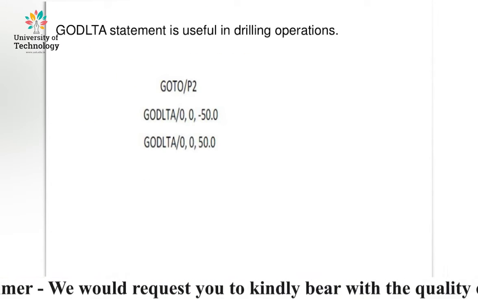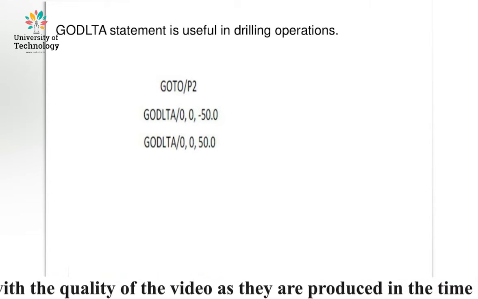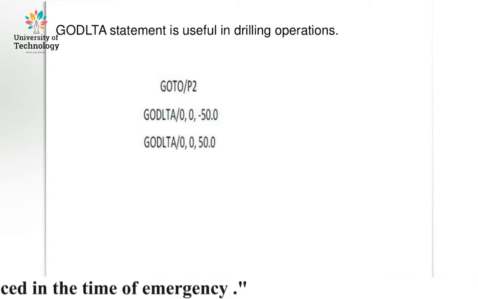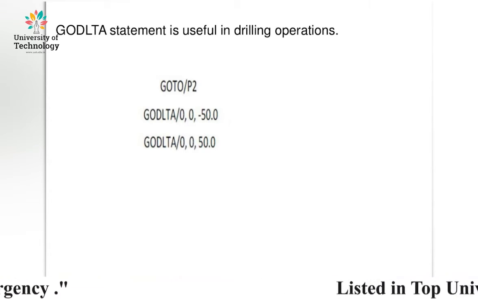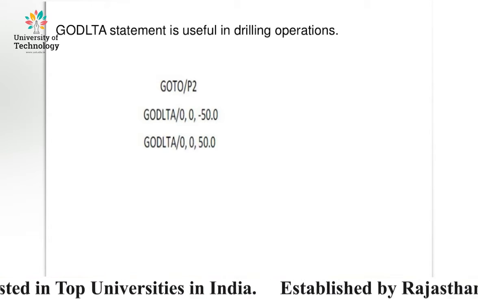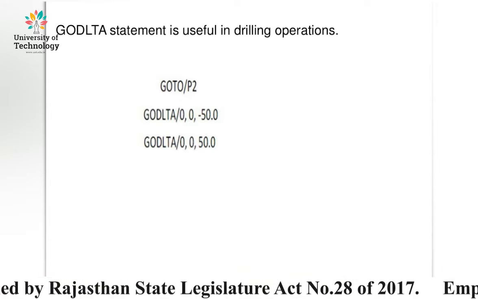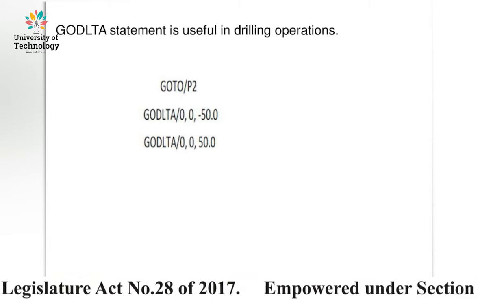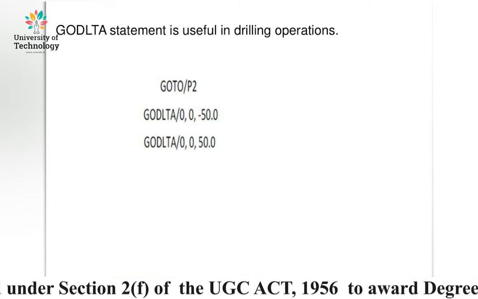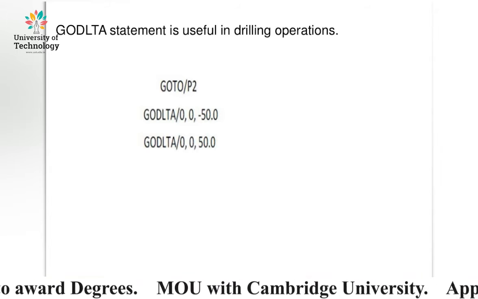The go delta statement is useful in drilling operation. Go to oblique P2, go delta 0, 0 and -50, and Z is -50 here. That means the depth of the drill, and then go delta 0, 0, 50 again in the positive direction. That is, go delta means the proceeding movement of the drill bit or a milling cutter, etc.